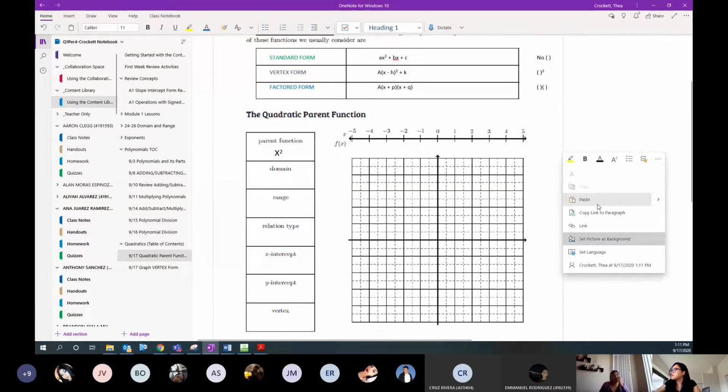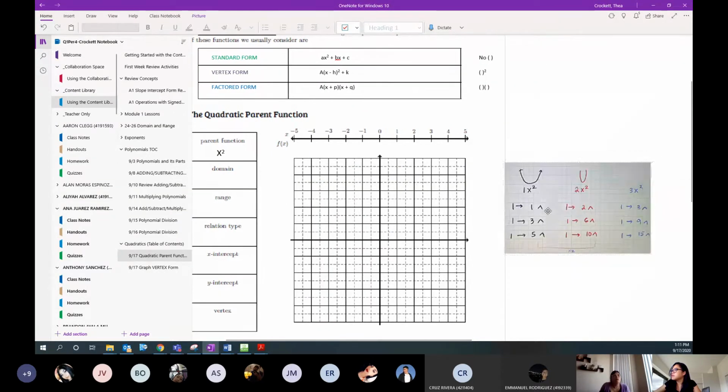We're gonna do these steps. So the parent function is just 1x squared. From the vertex, we're gonna move 1 to the side and 1 up. 1 to the side and 3 up. 1 to the side, and 5 up.